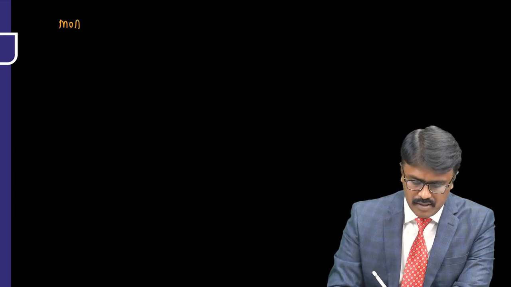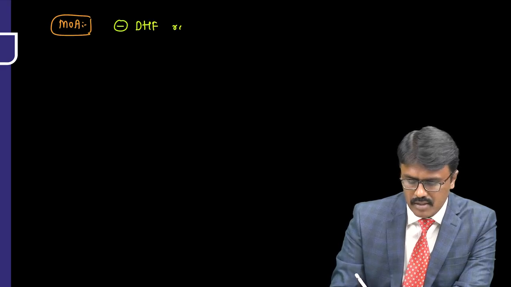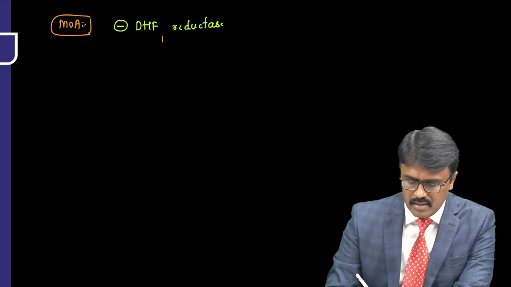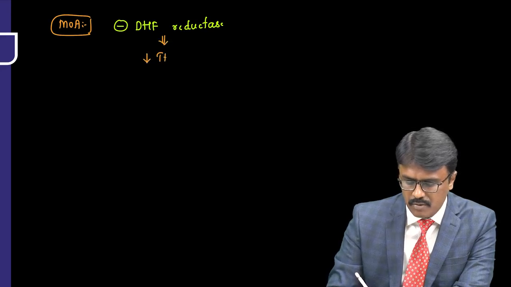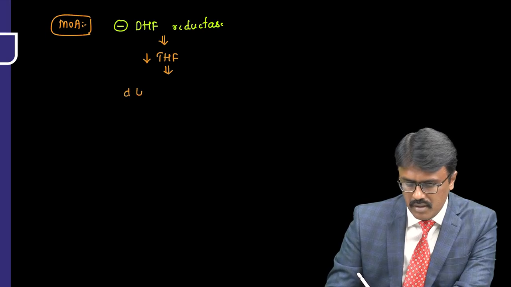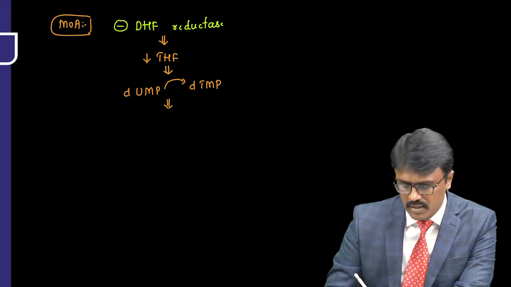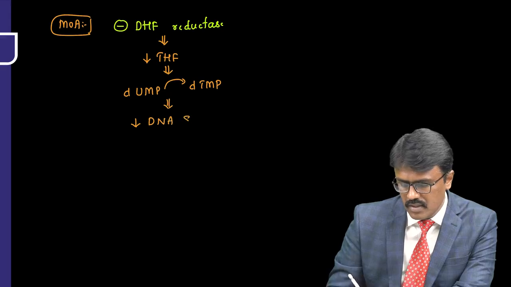Now let us understand the mechanism of action of methotrexate. Let me simplify this first. Methotrexate inhibits an enzyme called dihydrofolate reductase. Now what happens if we inhibit dihydrofolate reductase? This will decrease the synthesis of tetrahydrofolate, the active form. Now what happens if tetrahydrofolate is not formed? Then you cannot convert deoxyuridine monophosphate into deoxythymidine monophosphate. If that is not formed, thymidine is not available, so there is a decrease in DNA synthesis. So this is the brief mechanism of action of methotrexate.